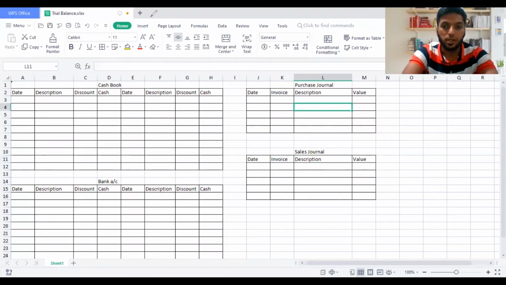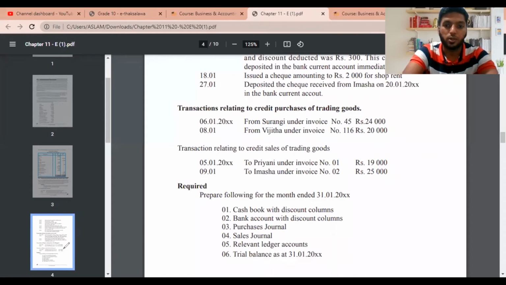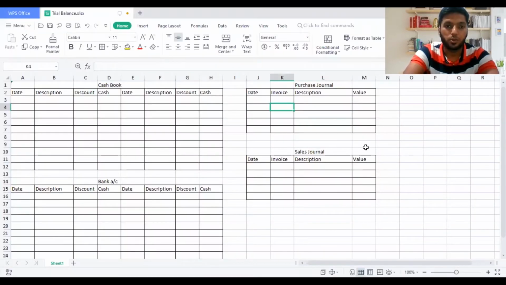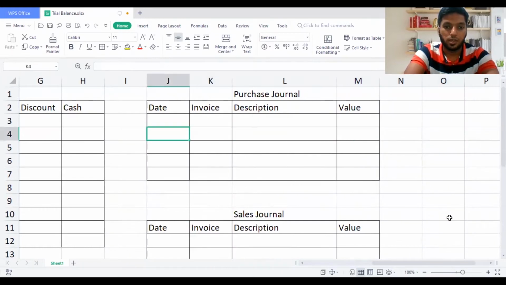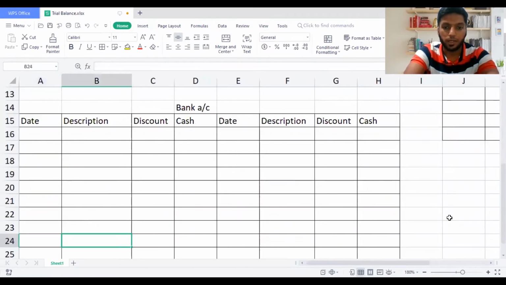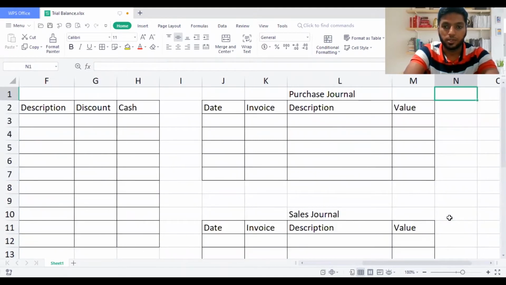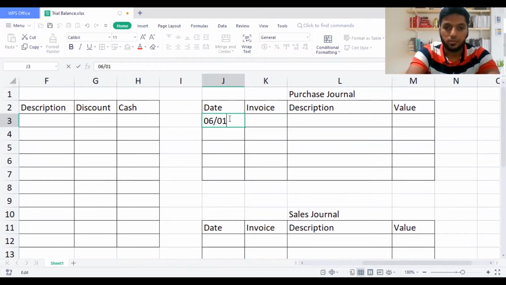You can see here the transaction from Surangi under invoice number 45, 24,000. So I'm going to take 6th first, 2000, the date. I'm going to zoom in a bit so you will have a complete view of what I'm going to do. I'm not going to rush, guys. I want you also to draw similar formats when you are doing the sum. So I've taken my cash book, my bank account as per the adjustment, then the purchase journal and sales journal. Starting with the date 6th. 6th first? No, it is January 1st. So it's wrong.